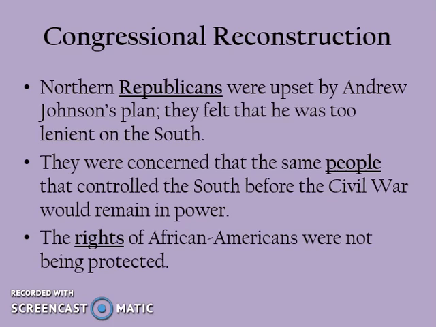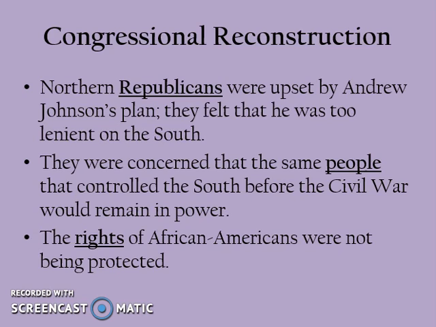Many Northern Republicans were upset by Andrew Johnson's plan. They felt that he was too lenient on the South, and they felt that he didn't do enough against the black codes. They were concerned that the same people that controlled the South before the Civil War would remain in power, and the rights of African Americans were not being protected, especially because of the black codes. Because of all this, we have a new phase in Reconstruction, and it's called Congressional Reconstruction.